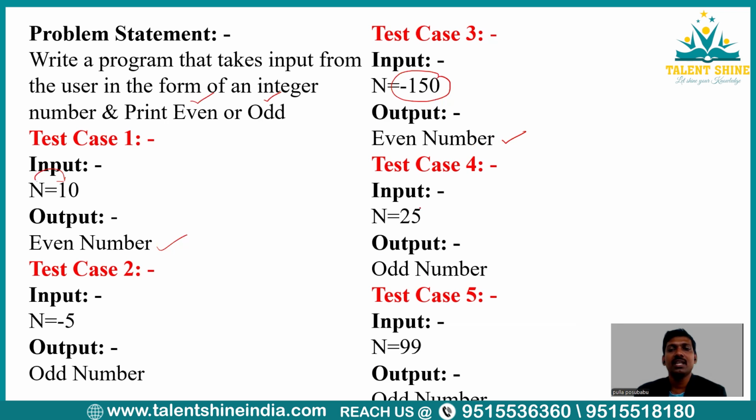Now, in test case number 4, the user provided n value as 25. Clearly, it is an odd number. Hence, we got the output as odd number. So, I hope everybody is clear. Now, let us discuss various approaches in order to execute this program.